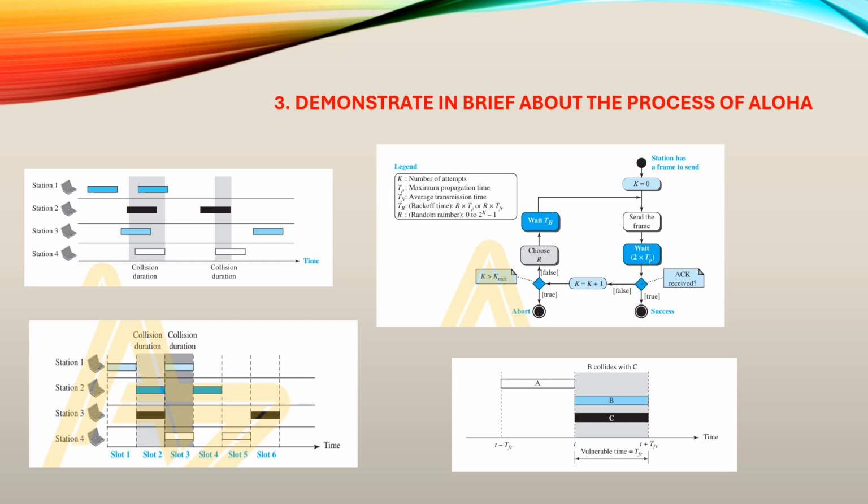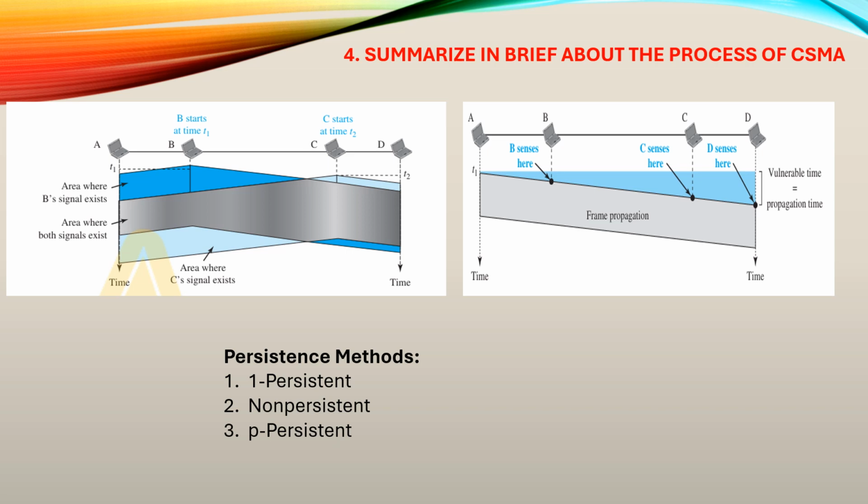The vulnerable time for pure ALOHA is twice your TFR, the average transmission time, and slotted ALOHA has a vulnerable time equal to TFR. Yes. So, moving on to the next question: summarize in brief the process of CSMA.